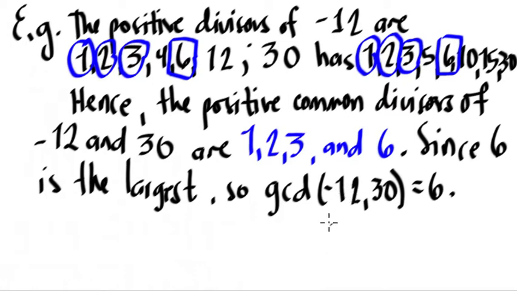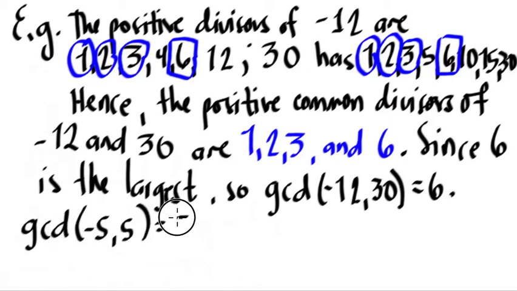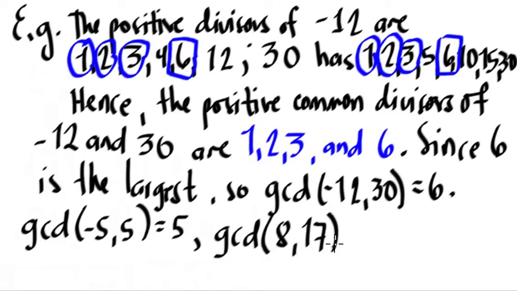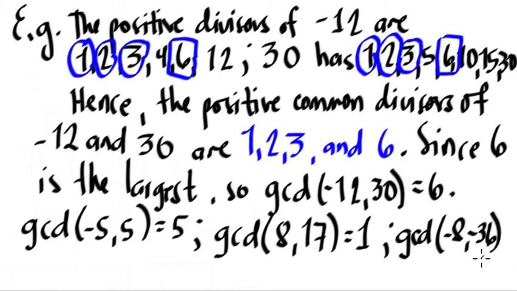In the same way, we can also show that the greatest common divisor, the GCD of minus 5 and 5, is equal to positive 5, since negative 5 can be shown as 5 times negative 1, so 5 is still a common divisor. We can also say that the GCD of 8 and 17 is equal to 1, and similarly, the GCD of minus 8 and minus 36 is equal to 4.